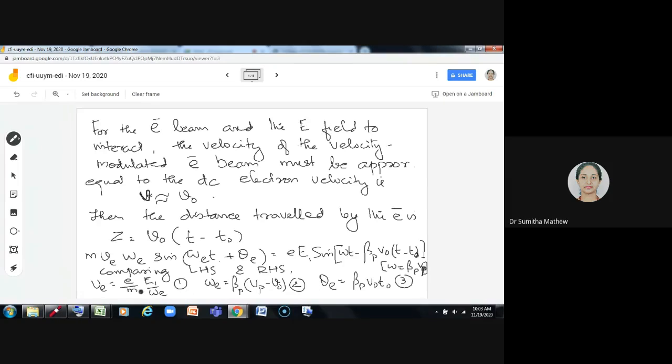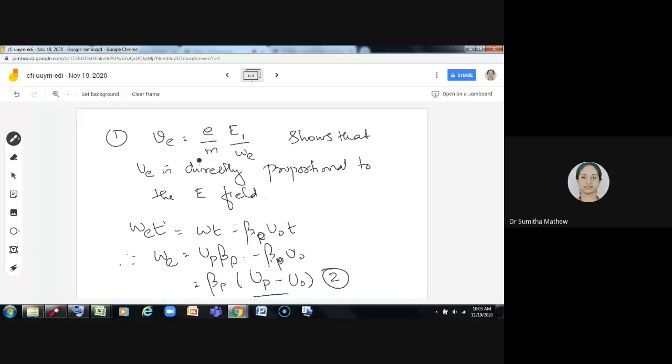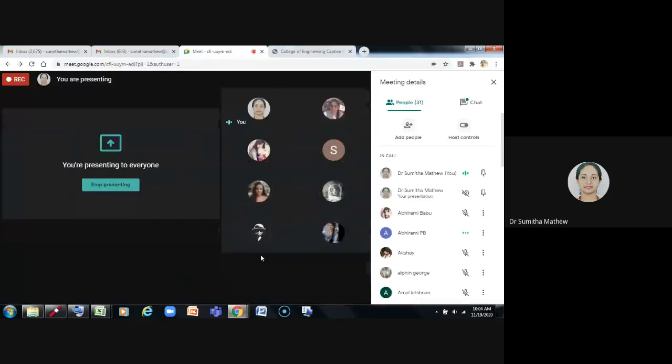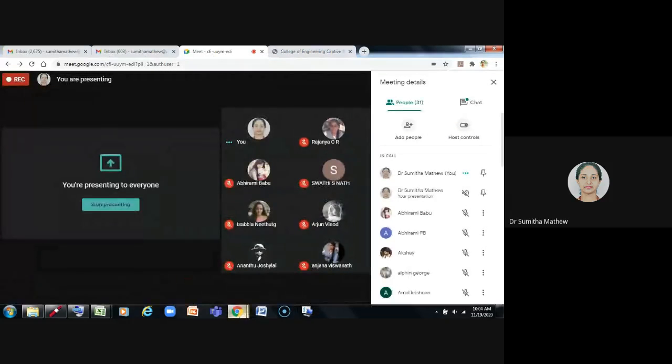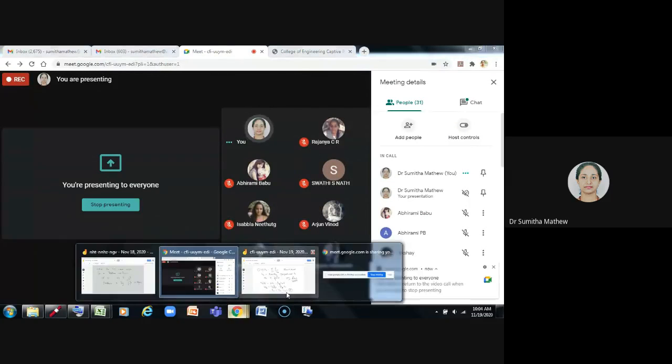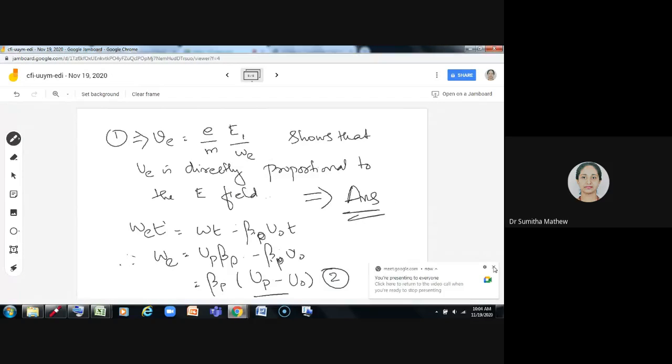And from the first equation, Ve is equal to E by M into E1 by omega e, that I have written here once again. That is equation 1: Ve is equal to E by M into E1 by omega e, which shows us that electron velocity Ve is directly proportional to electric field E1. Okay, so we have arrived at our answer. We have proved that our velocity fluctuation is directly proportional to the electric field that is applied. So our question's answer is complete now.